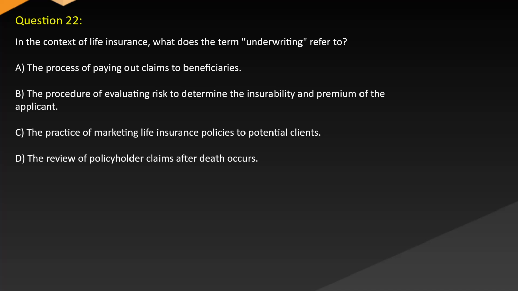Question 22. In the context of life insurance, what does the term underwriting refer to? A. The process of paying out claims to beneficiaries. B. The procedure of evaluating risk to determine the insurability and premium of the applicant. C. The practice of marketing life insurance policies to potential clients. D. The review of policyholder claims after death occurs.